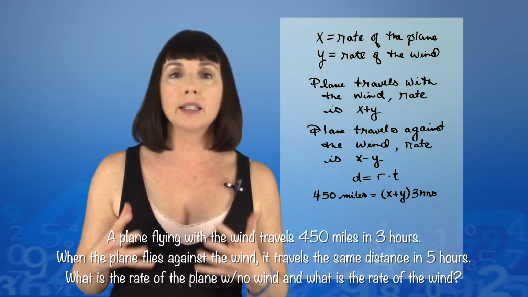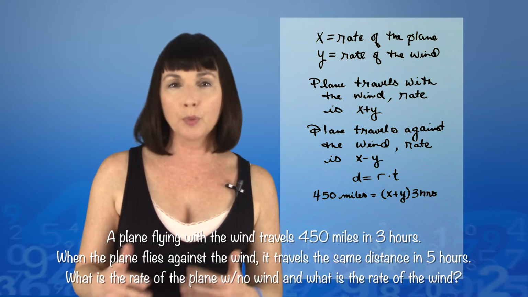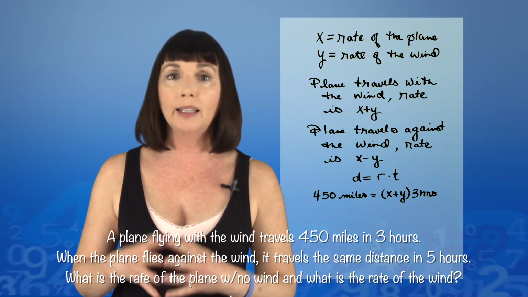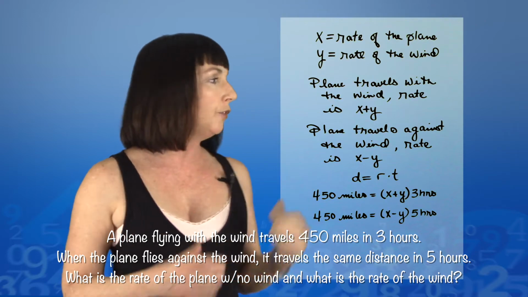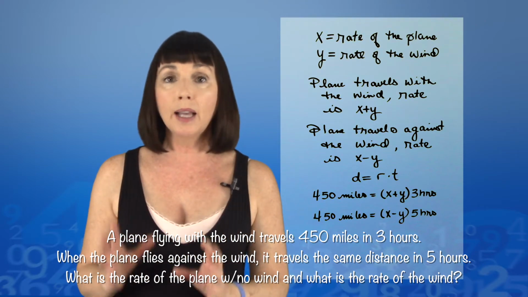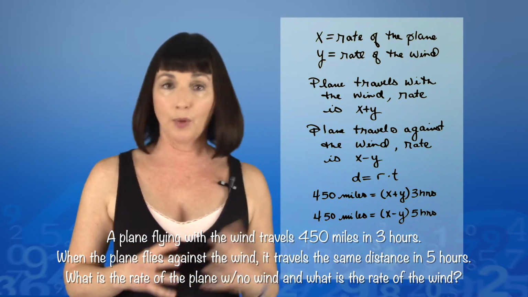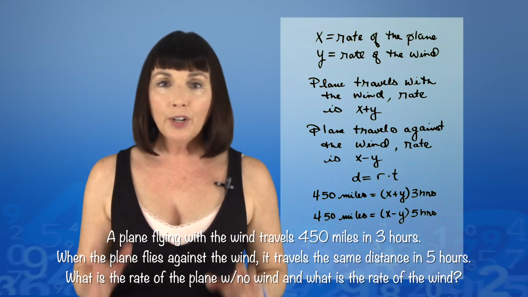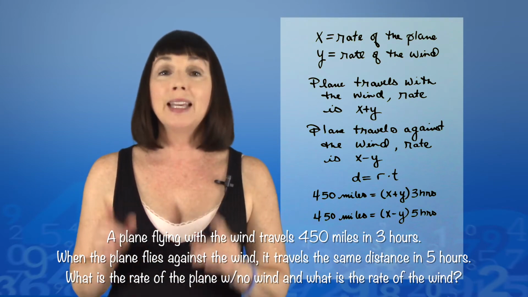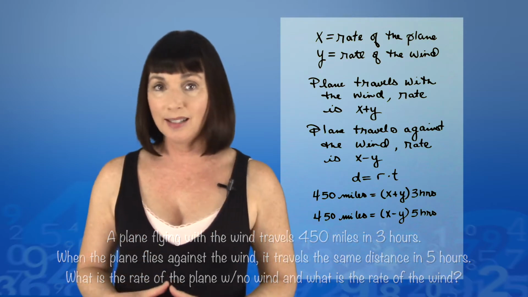And the plane flies the same distance in 5 hours when it flies against the wind. So plugging in, we have 450 miles equals quantity x minus y times 5 hours. Now, everything we know from our problem is represented in these two equations.